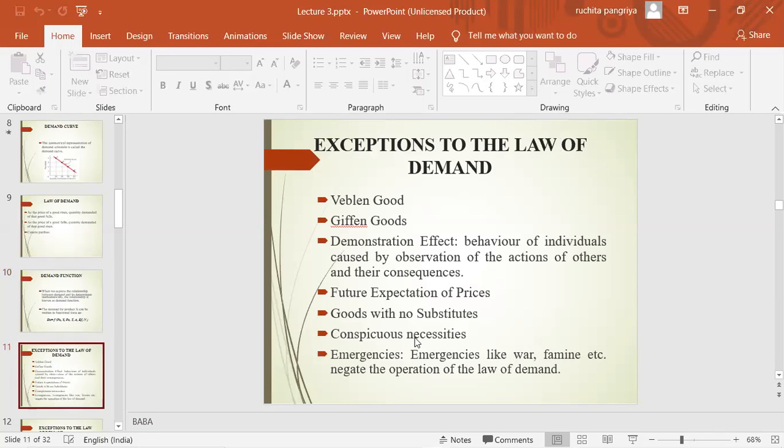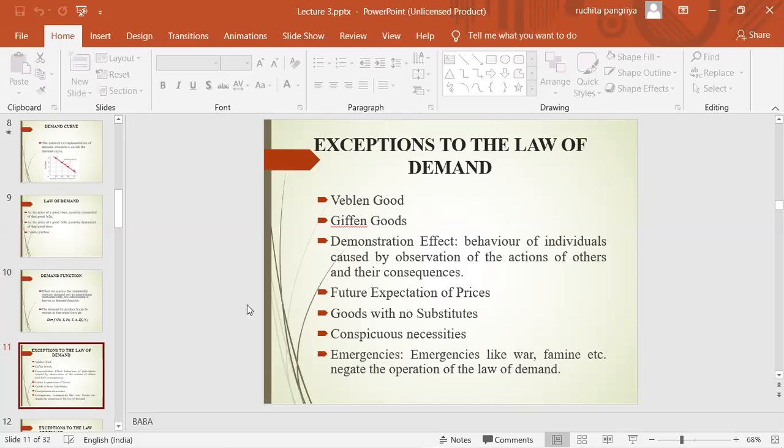Now let's see what the exceptions to the law of demand are. The law of demand says that when prices are high, the quantity purchased will be lesser. When prices fall, people will tend to buy more of those goods. But it is not always true. There are certain goods or conditions where the law of demand doesn't fit properly.